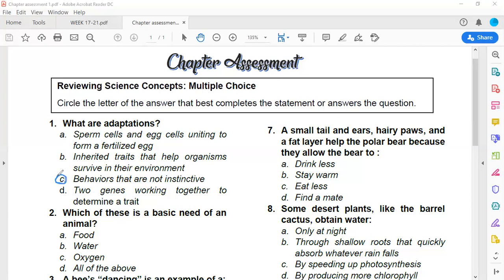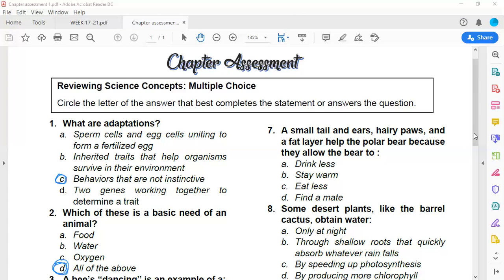Number 2 says, which of these is a basic need of an animal? Letter A, food. Letter B, water. Letter C, oxygen. And letter D, all of the above. Obviously, food, water, and oxygen are basic needs of an animal. So the answer will be letter D, which is this one, all of the above. All right. So we are going to move to the next section.